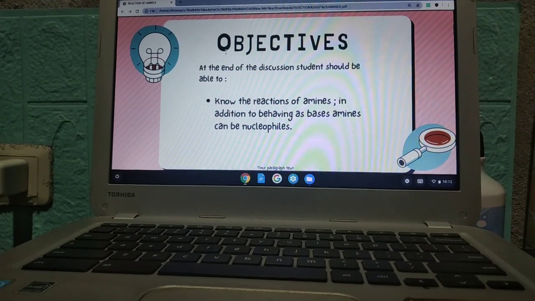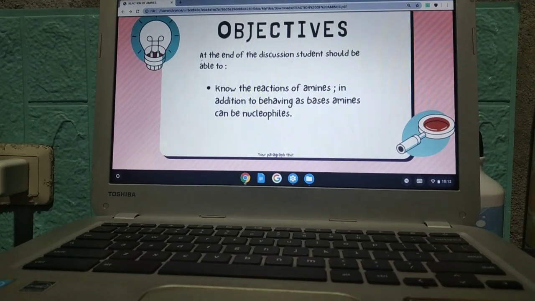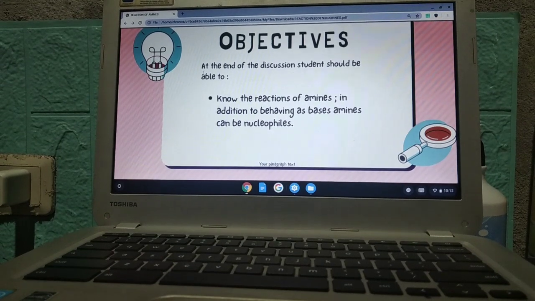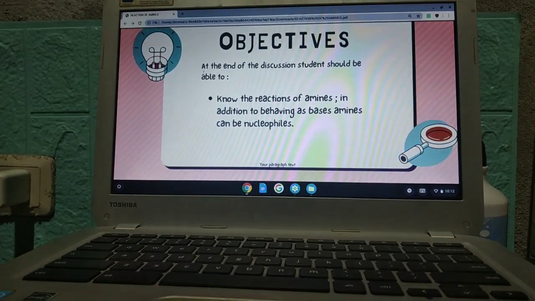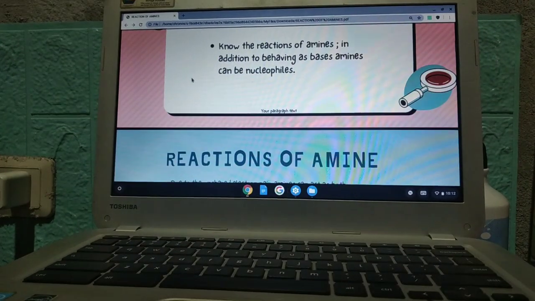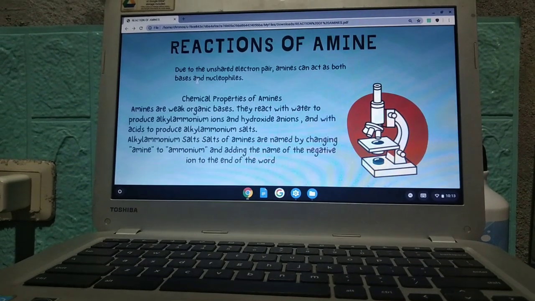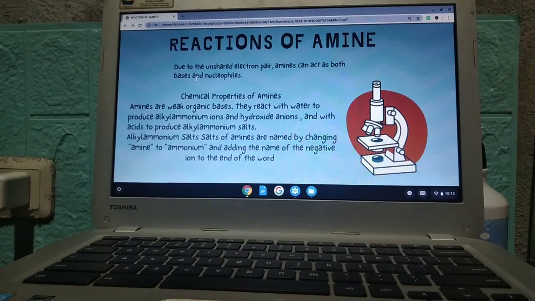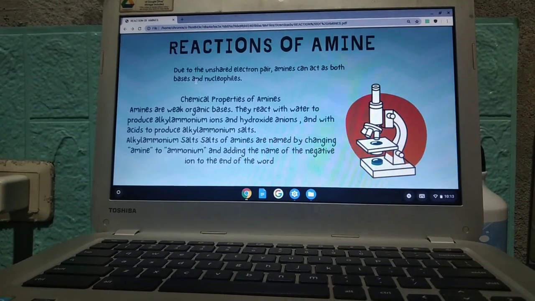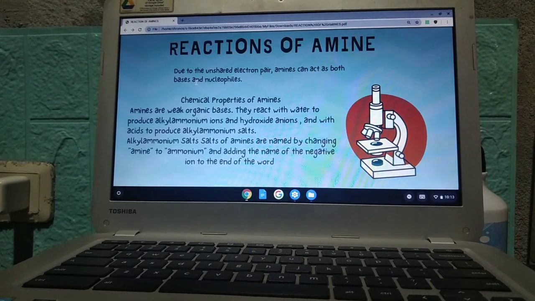So the objectives of this discussion: at the end, students should be able to know the reactions of amines in addition to behaving as bases. Besides bases, amines can be nucleophiles. So, reactions of amines. Due to the unshared electron pair, amines can act as both bases and nucleophiles. The chemical properties of amines are weak organic bases.